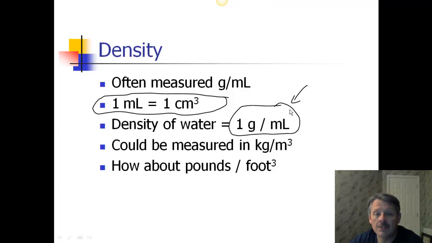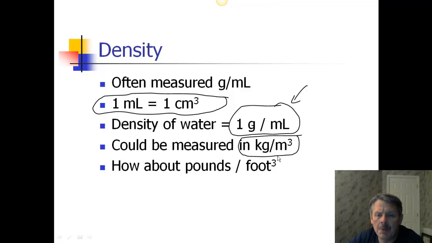So if I have something that is more dense than water, it will tend to sink. And something that's less dense than water, it will tend to float. Now, could we measure density in kilograms per cubic meter? Sure we could. It's just different. You have to convert from grams to kilograms and from milliliters to cubic meters, but the concept is the same. So yes, you certainly could measure it in kilograms per cubic meter.